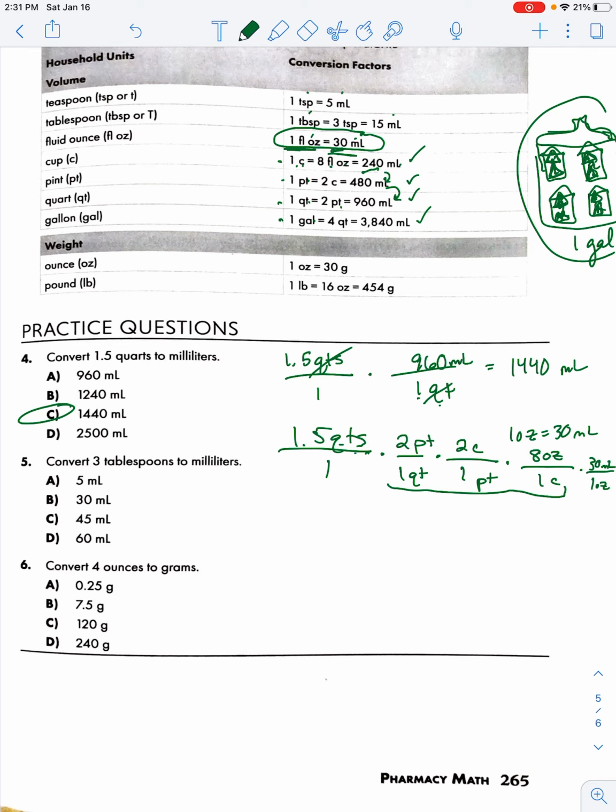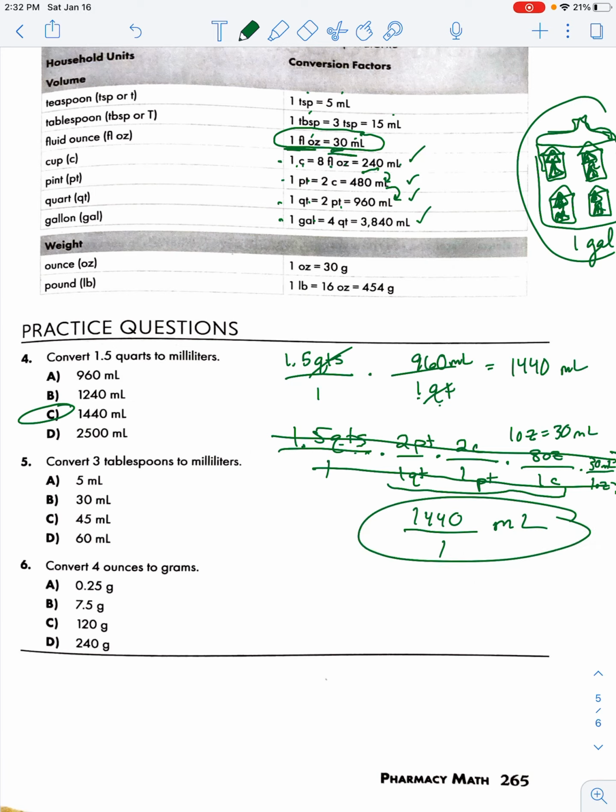Let's see. So we're going to multiply 1.5 times 2 times 2 times 8 times 30. When you multiply all those together, you get 1,440, and 1 times 1 times 1 times 1 times 1 is 1. You get the same answer: 1,440 milliliters. So even if you don't remember the quickest, most precise conversion that you need, but you remember another one, use that other one to help you get to the unit that you need.